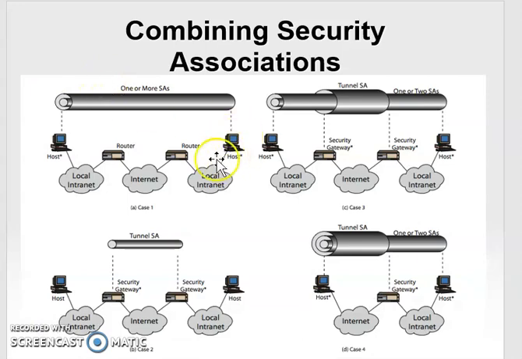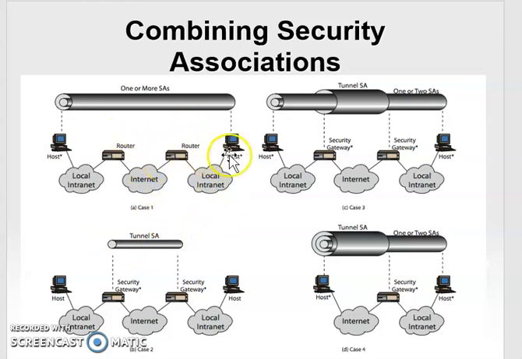Now let us see the different cases wherein the combining of SAs is carried out. The first case is for two end systems to communicate. There are one or more SAs between the two end systems. Either AH in transport mode or ESP in transport mode is used, so this is end-to-end communication in transport mode.